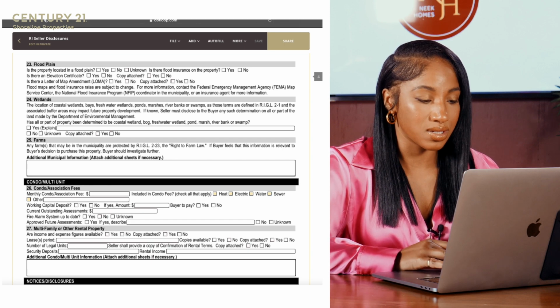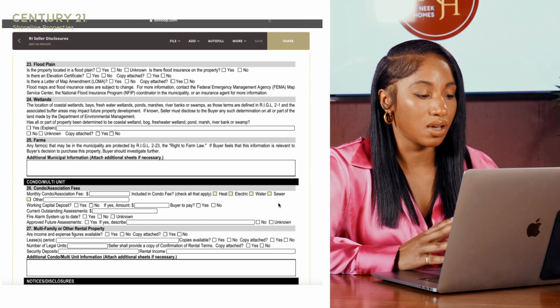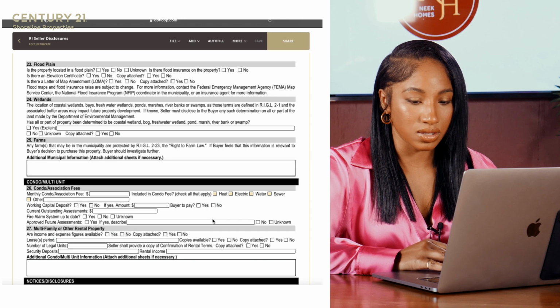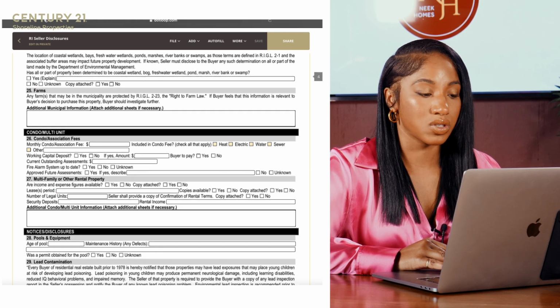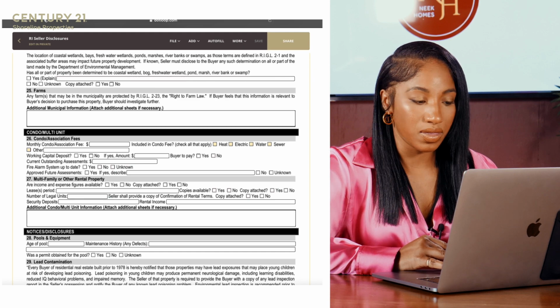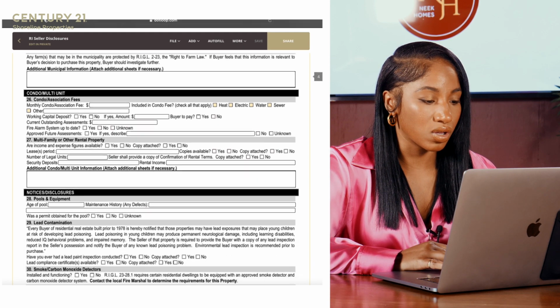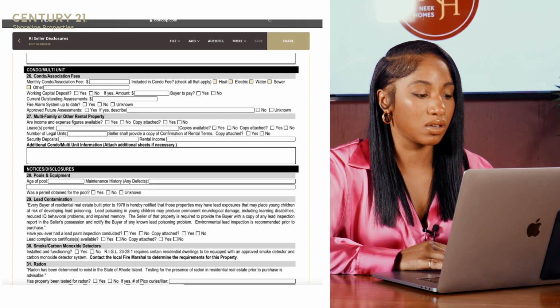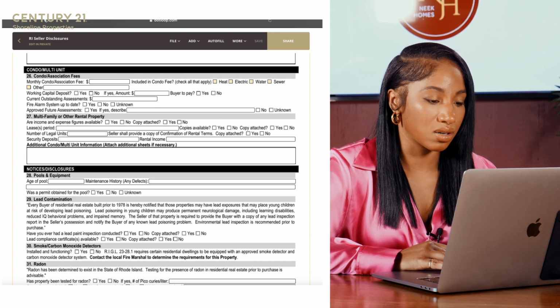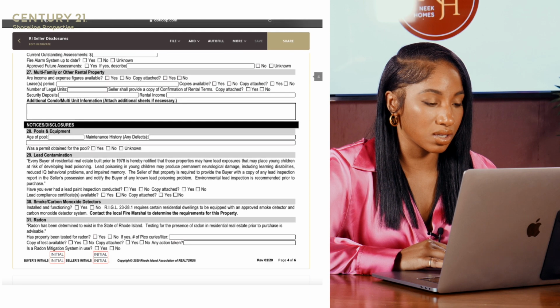And then if this is a condo, if it's not a condo, then you have to fill out section 26. But if it is, you have to state the association fees and things of that sort. 27, multifamily or other rental property. If it's a multifamily, then you would fill out this section. And then notices and disclosures. If there's any pool or any other equipment, you're supposed to list how many years old that is and what the maintenance history is and things of that sort.